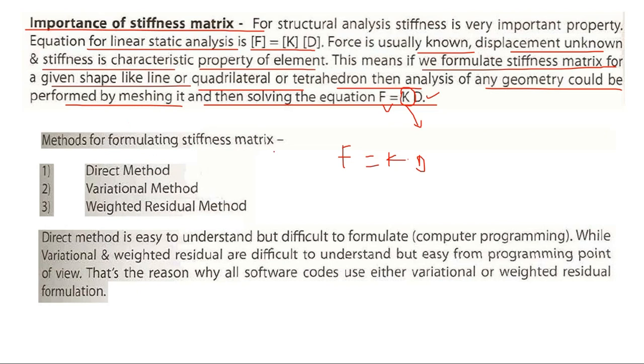Methods for formulating the stiffness matrix. There are three different methods: direct method, variational method, and weighted residual method. The direct method is easy to understand but difficult to formulate for computer programming, while variational and weighted residual methods are difficult to understand, but they are easy from the programming point of view. That's the reason why all software codes use either variational or weighted residual formulation.